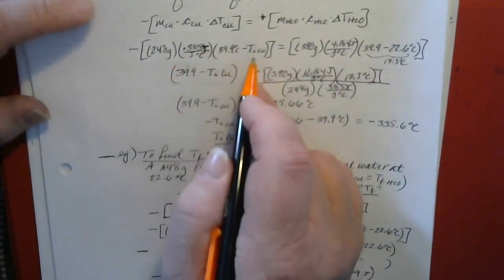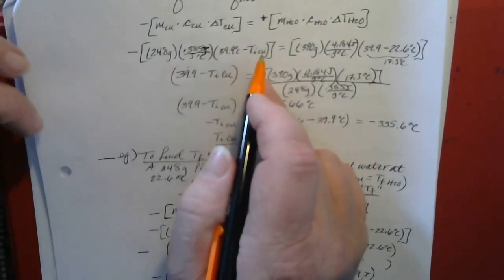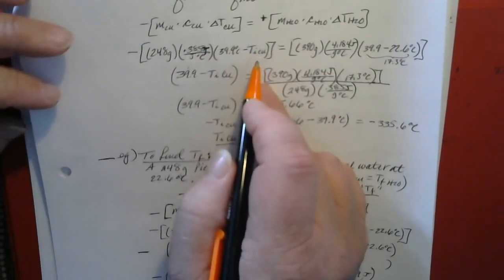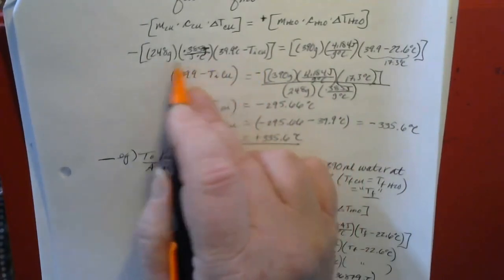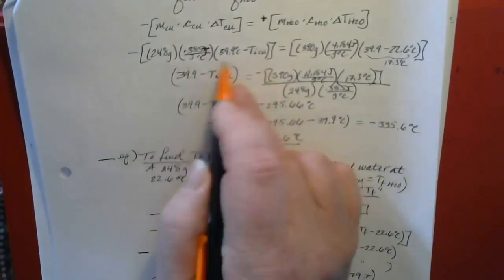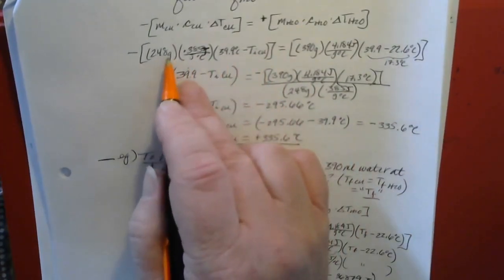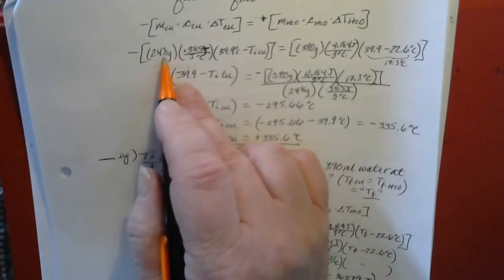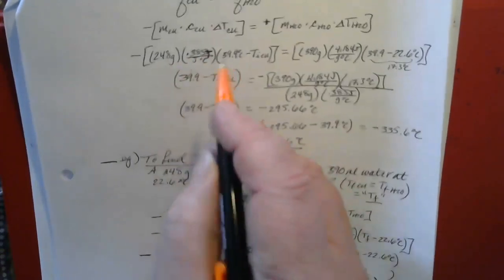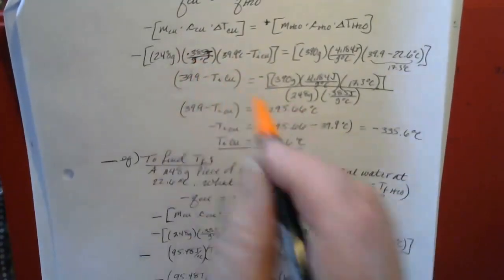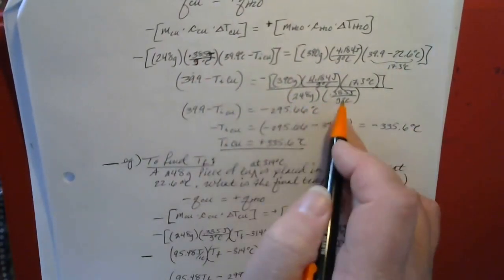And over on the left-hand side, we want to solve for Ti of copper. That is the initial temperature of the copper. The first step in that direction would be to get rid of the things that are multiplied by the term that contains the initial temperature of copper. And you can do that by dividing both sides by 248 grams and dividing both sides by 0.385 joules per gram degree Celsius.